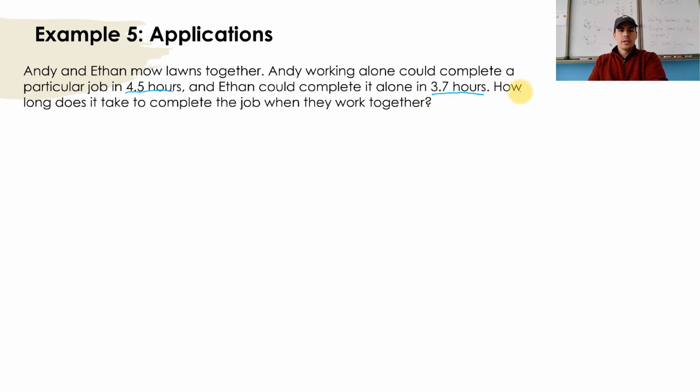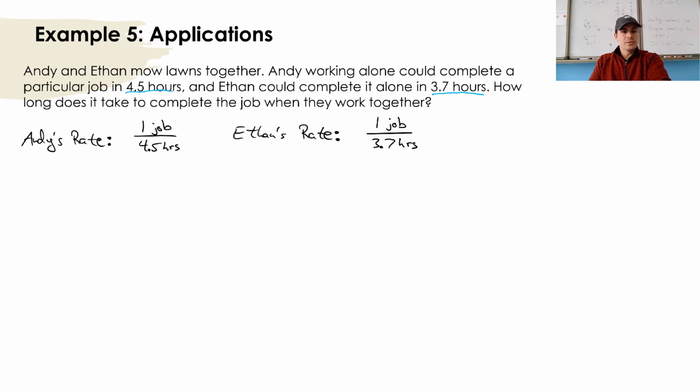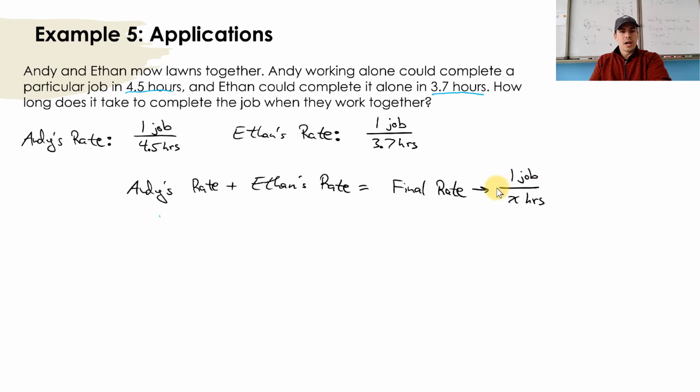Okay, so really we need to take a look at each one of these as a rate. Okay, so Andy's rate is going to be one job per 4.5 hours, and Ethan's rate is going to be one job per 3.7 hours. Okay, so the equation that we're going to set up is going to be Andy's rate plus Ethan's rate is going to give us some final new rate. That final new rate is going to be one job per x amount of hours, which is what we're looking for. We're looking for how long it takes to complete the job when they work together.